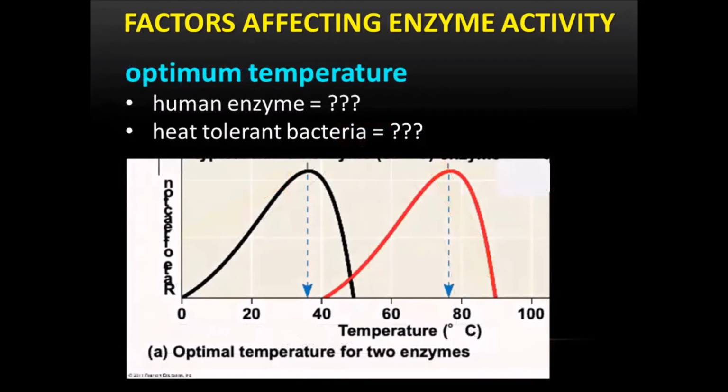Let us guess the optimum temperature for these enzymes. For the human enzyme, it's 37 degrees Celsius. For the heat-tolerant bacteria, it's 77 degrees Celsius.